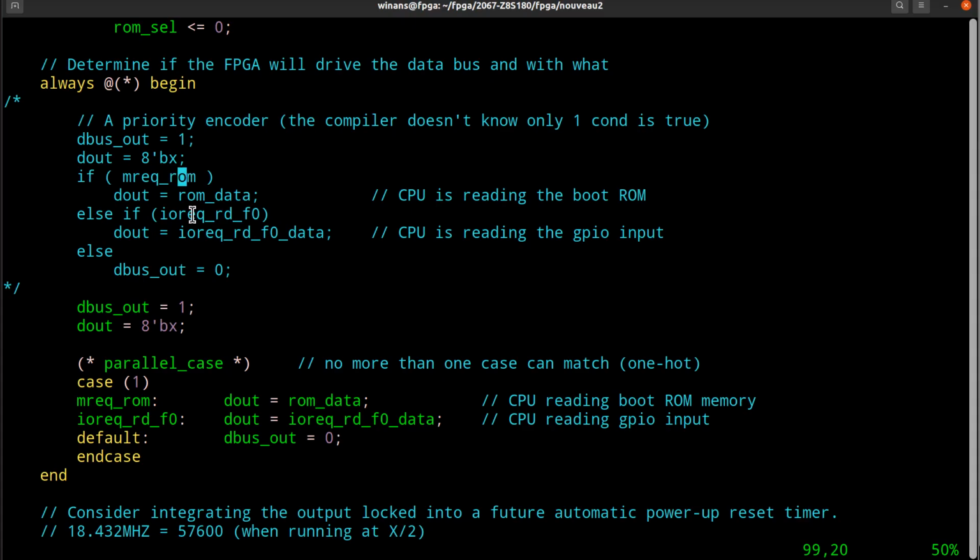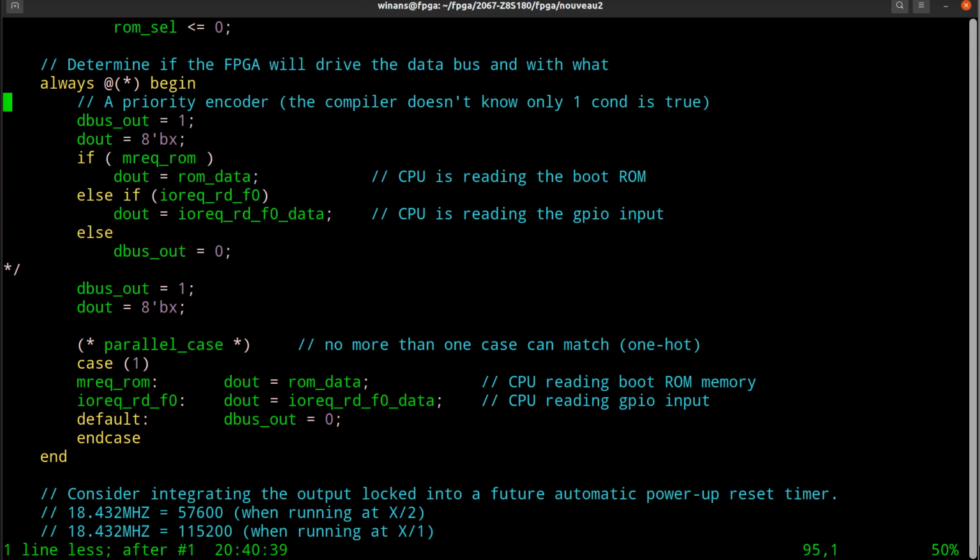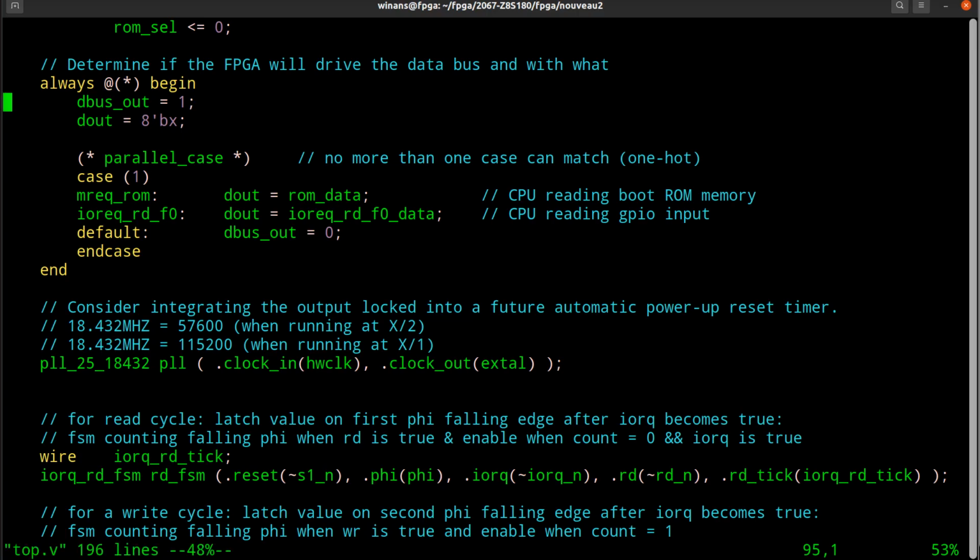So if that's not true and that's not true, then I just turn off the dbus out and I set it back to 0 down here. I made it work this way because it matches the parallel case down here. And the reason I set dbus out equals 1 here instead of turning it off and then turning it on in all these cases is because I don't have to say begin and begin. The visual noise down here will become horrific. I don't want a priority encoder because I'm guaranteeing that either this is true or that is true or neither of them are true, in which case the default case is true.